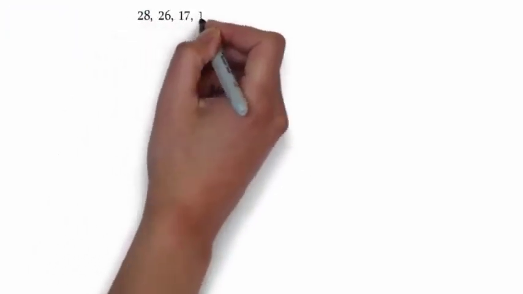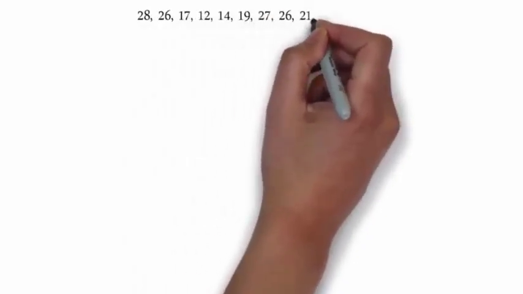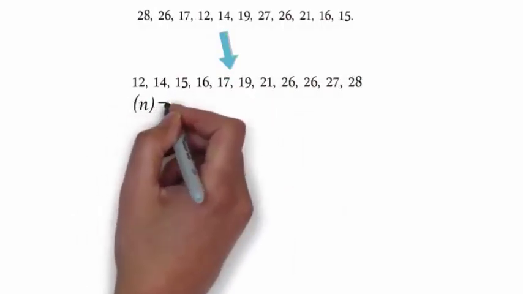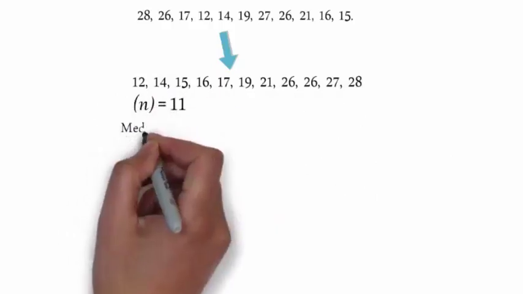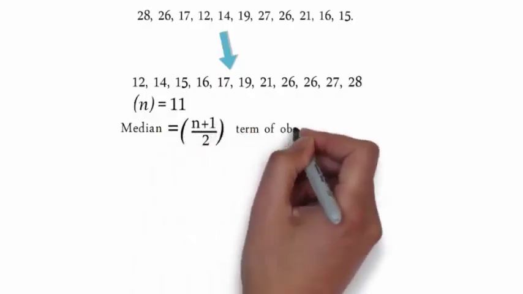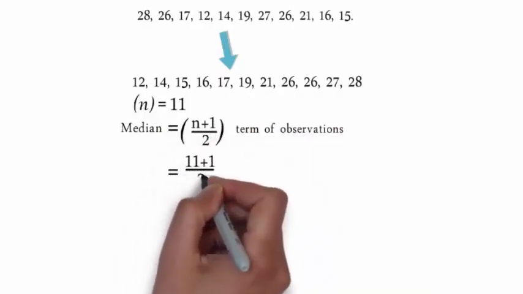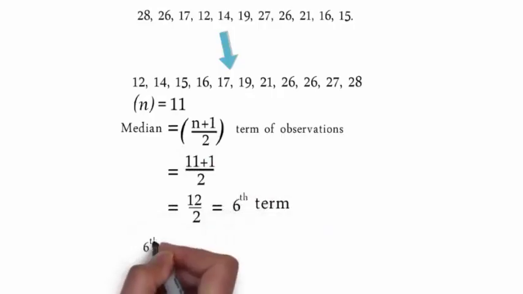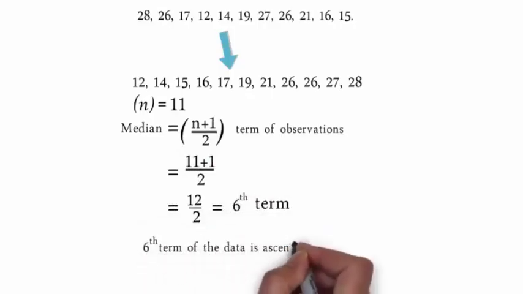Let us consider an example of marks of a class test. To find the median, arrange the given data in ascending order. Here, the number of observations is 11, that is odd. Therefore, median is the term at (n plus 1) divided by 2, that is 11 plus 1 divided by 2, which is equal to 6. The sixth term of the data in ascending order is 19.